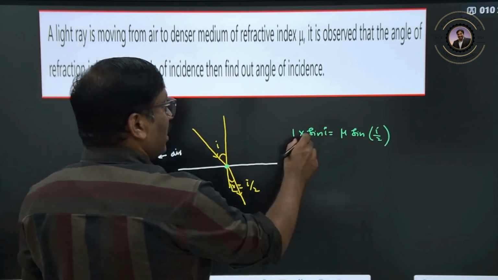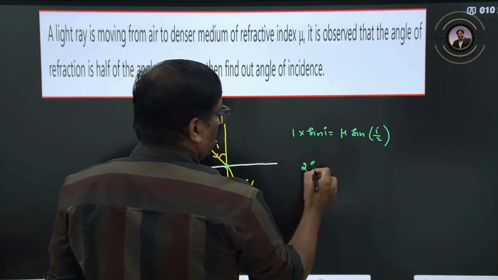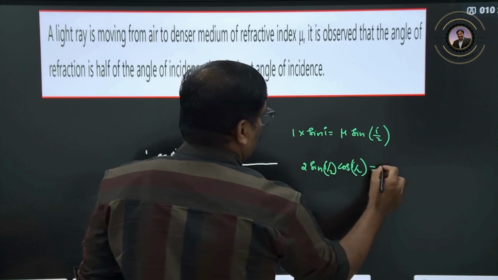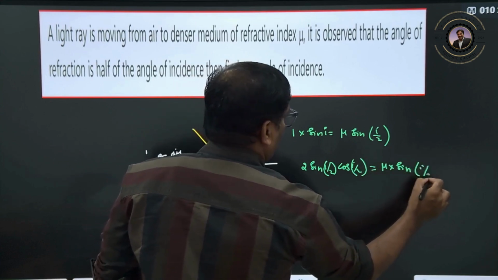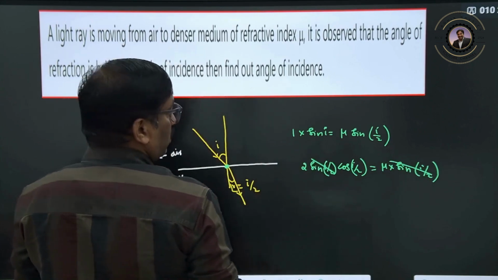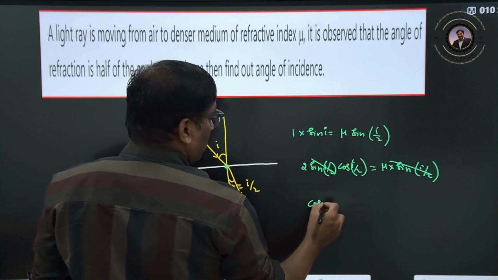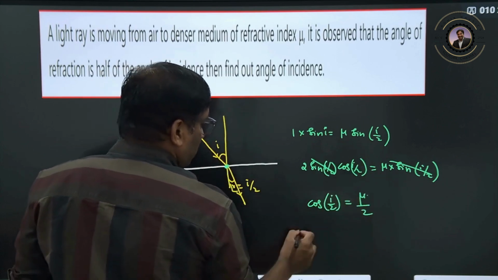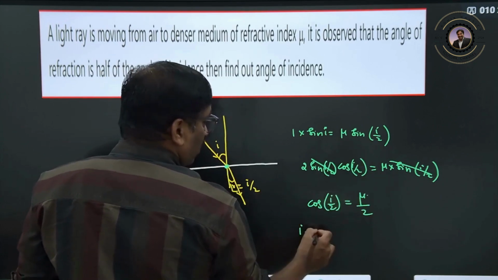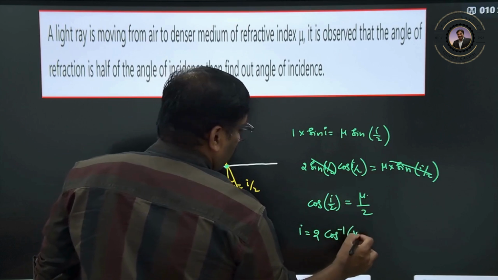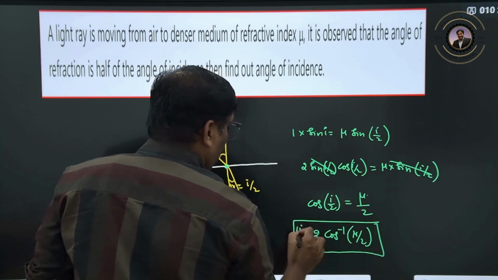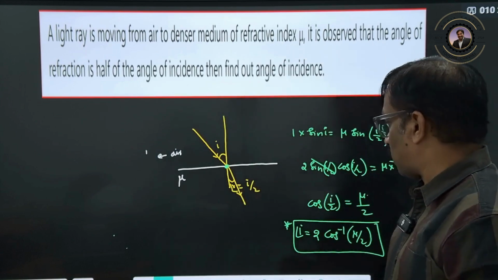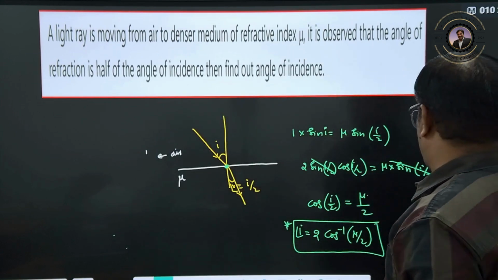Clear? So sine i, sine 2 theta, can be written as 2 sine i by 2 into cos i by 2 equals mu into sine of i by 2. This will cancel out with this, so cos i by 2 equals mu by 2. So i equals 2 into cos inverse of mu by 2, which will be your angle of incidence. Just a trigonometry concept. In this way you can solve these problems.